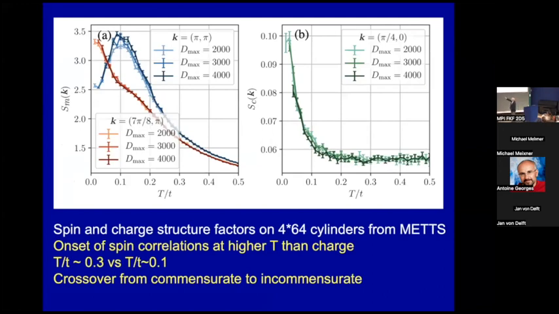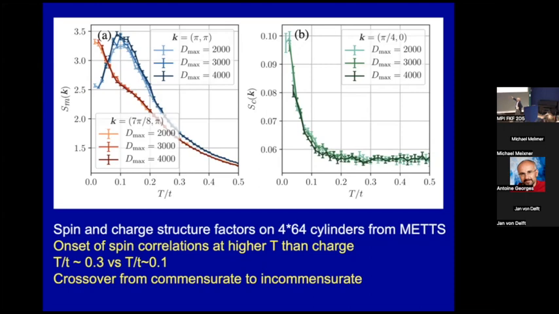So this is the magnetic structure factor on long cylinders, which is what these methods can do, of width 4 in that case, but very long in the longitudinal direction. This is the magnetic structure factor. This is the charge structure factor. And I want to attract your attention to two things here. So this is the spin structure factor at wave vector pi pi in blue, and at wave vector, which is the stripe ordering incommensurate wave vector for the specific doping studied here, in red.